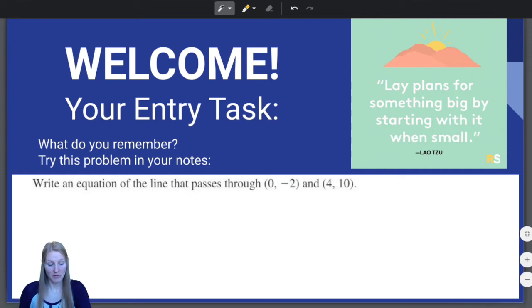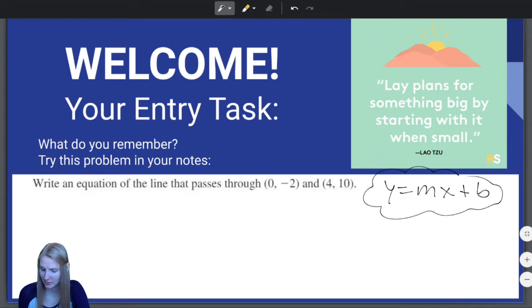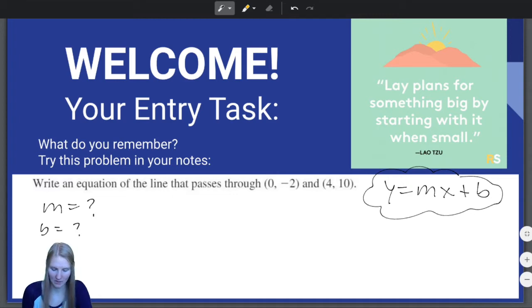Okay, the problem asks us to write an equation of the line that passes through the points (0, -2) and (4, 10). Remember, we want to write this in the form y equals mx plus b. So we need to know what m is and what b is, and then we can plug those into our equation. So first, let's find the slope.